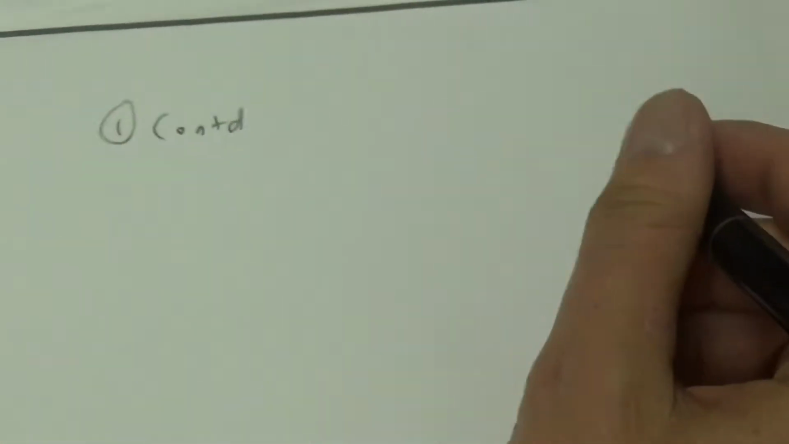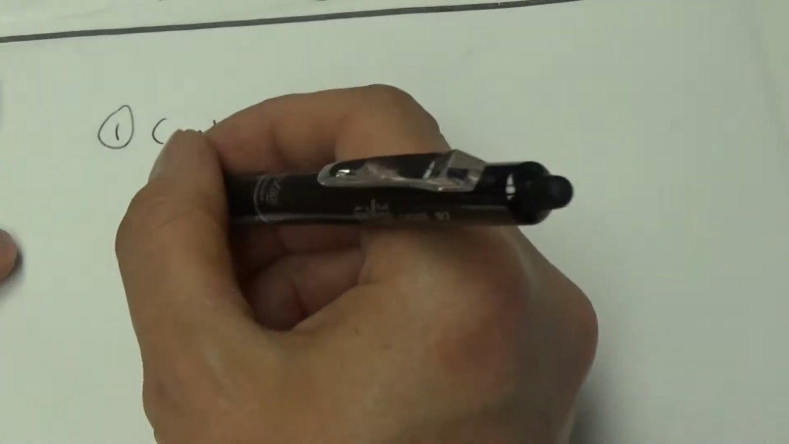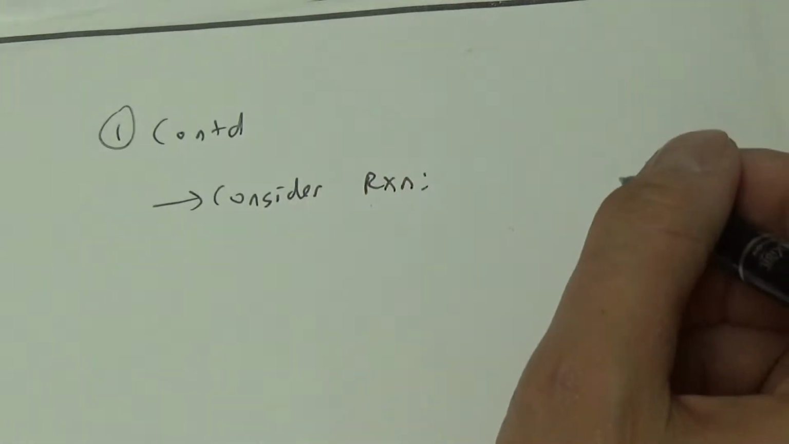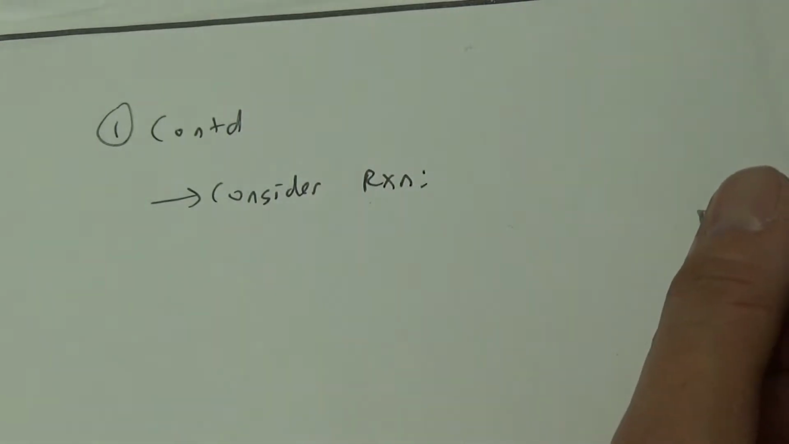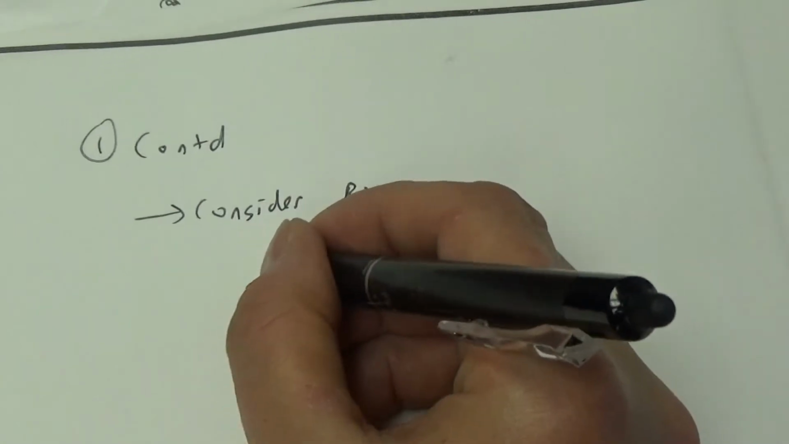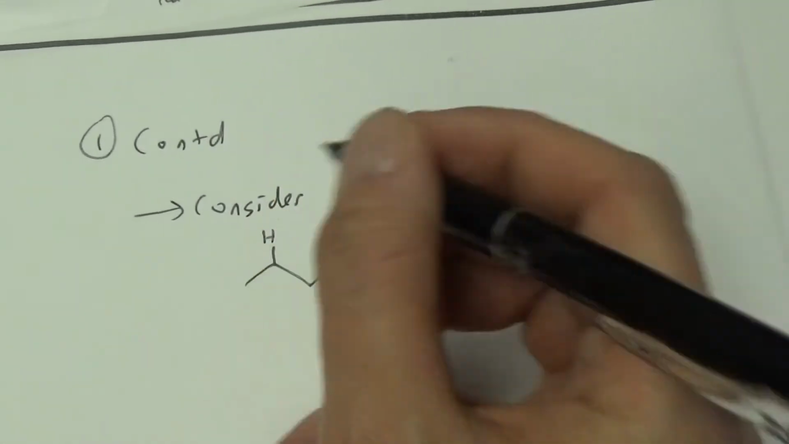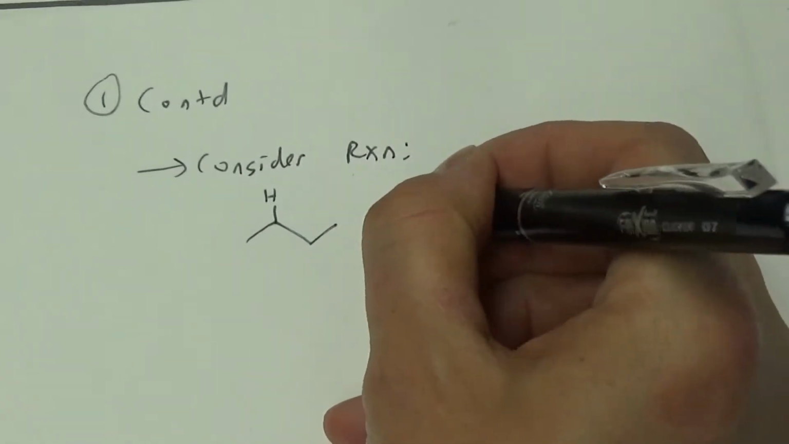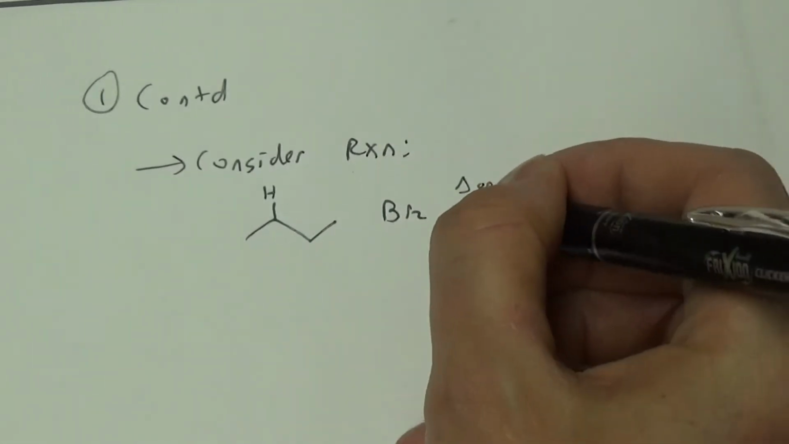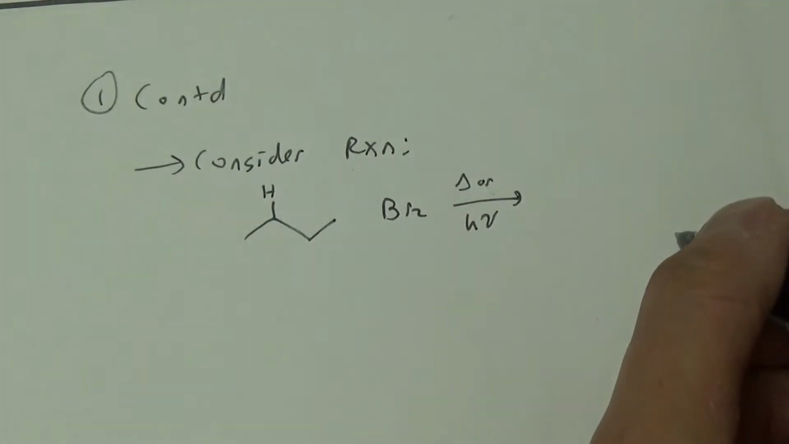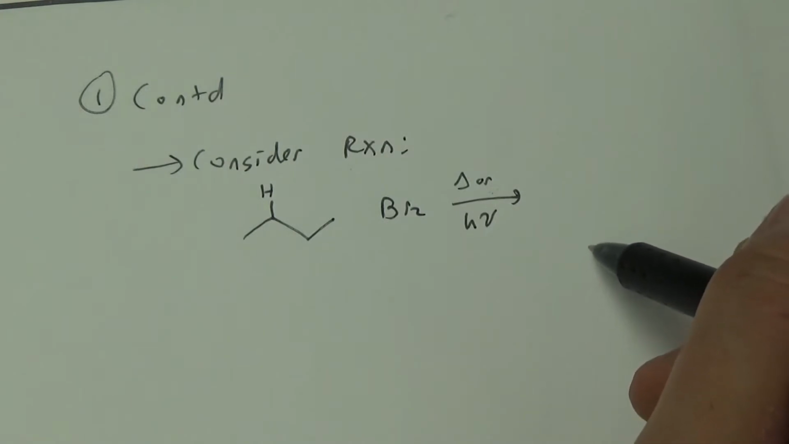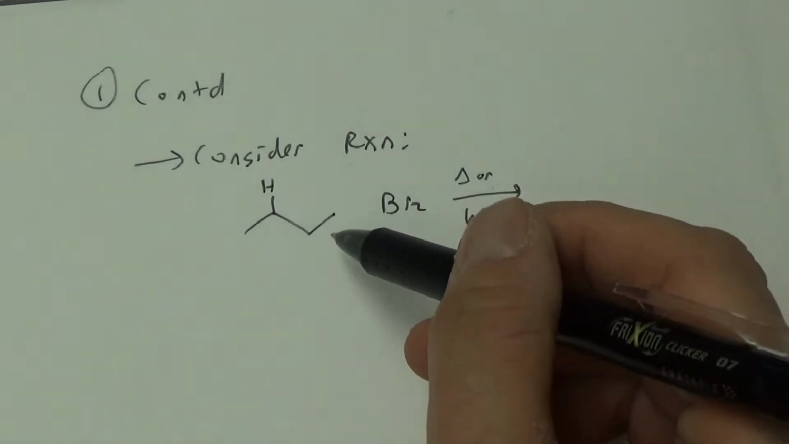Okay, so we're still on number 1, talking about chiral molecules, and let's consider a reaction. And a simple reaction that you learned in chapter 3, right? So if we take butane, and I'm just drawing the H there, and we do Br2, heat or light. How many products are there? How many monobromination products are there?